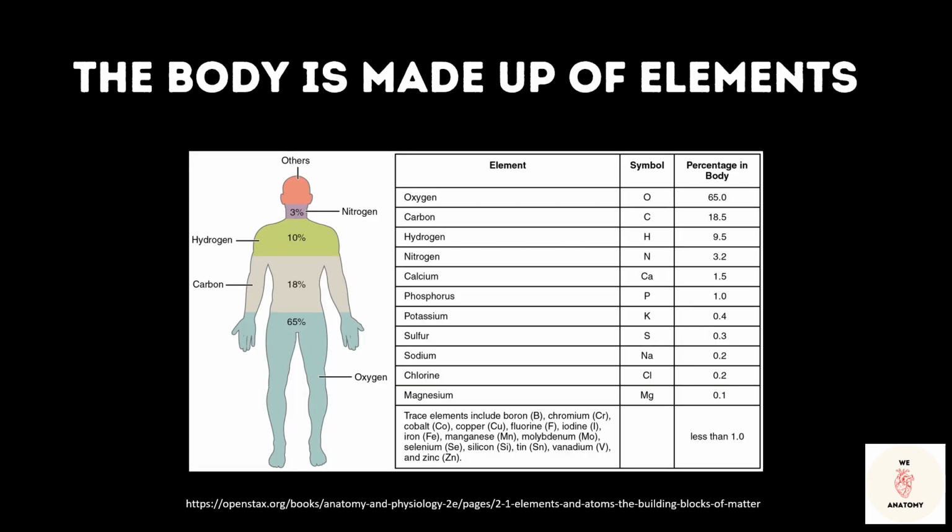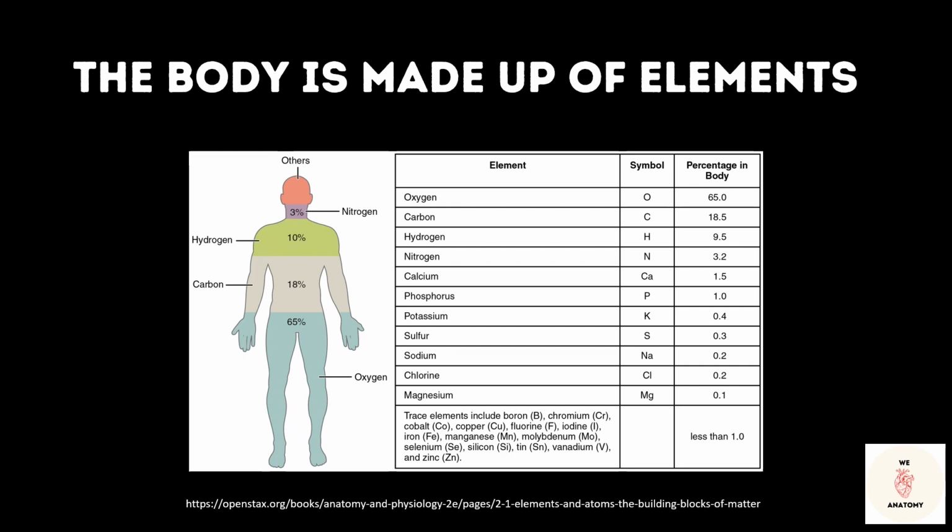There are 92 elements that make up all of the matter in this world. An element is a pure substance that cannot be created or broken down by ordinary chemical means. Elements combine together to form chemical compounds which help sustain human life.